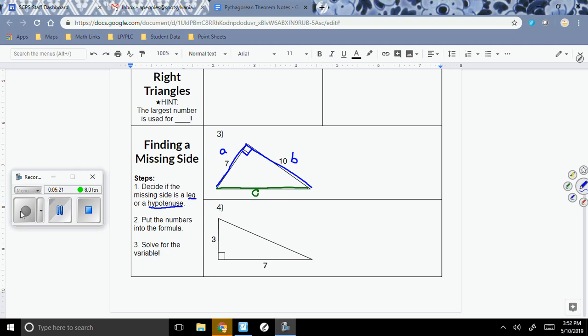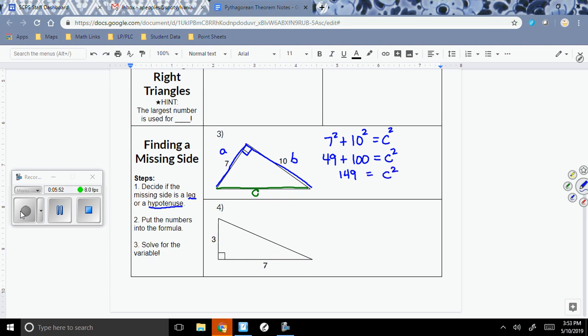So now we're going to put 7 in for A. So I'm going to write down 7 squared. And then I'm going to use 10 for B, so plus 10 squared equals, and I don't know what C is, so I'm going to just keep that as the variable. So now I'm going to solve out what I know. So that 7 squared I know is 49. 10 squared is 100. I still don't know what C is, so I'm going to leave that as a variable. So then 49 plus 100, that's 149, equals C squared.